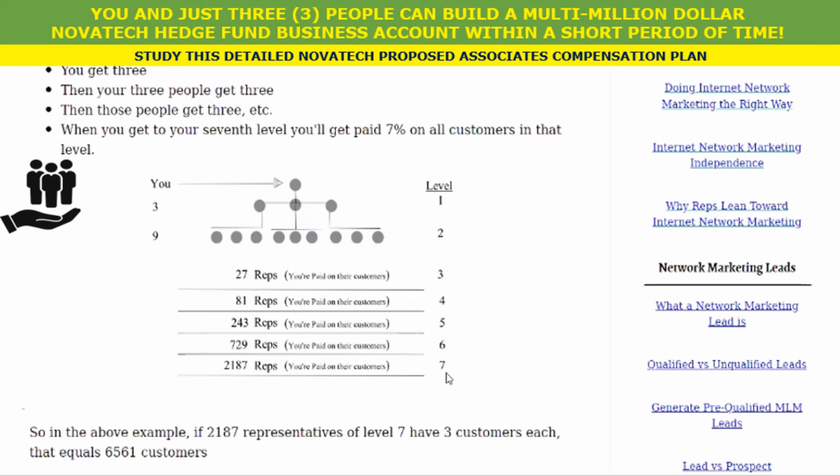Now, you and just 3 people is what she's explaining, and this is another example of what she's explaining. This is done just to show you only need 3 people, and those 3 people that you get, they'll get 3 people, and then those persons, they'll get 3 people, and so forth. And when you get to your 7th level, you will get paid 7% of the customers in each level. You see what I'm talking about? You'll get 7%. Now, that equates to about what? You look down at the bottom, 6,561 people. And you imagine what you get in 7% or 2% or whatever the percentage is from each person. You then begin to see what Novatech is really all about.